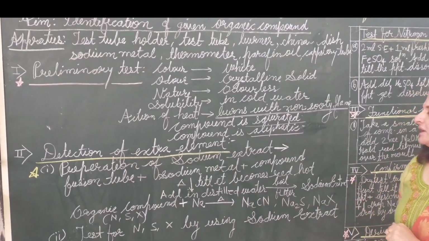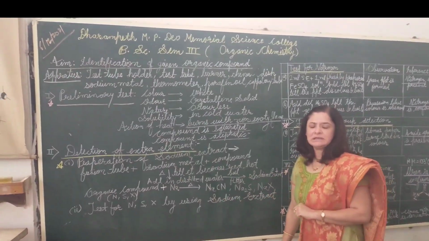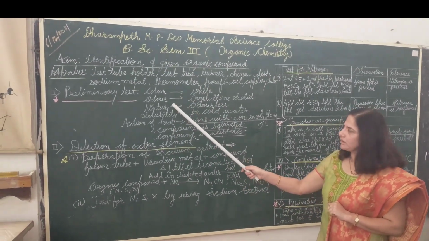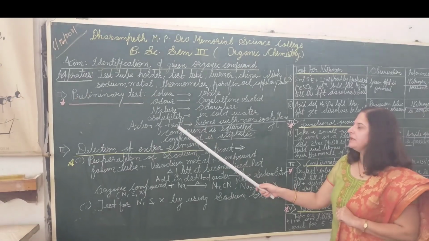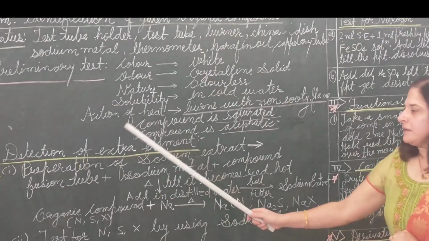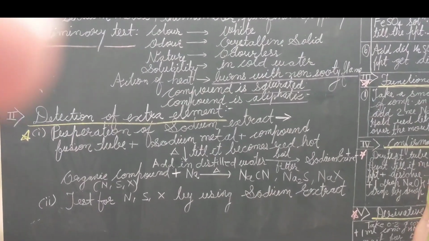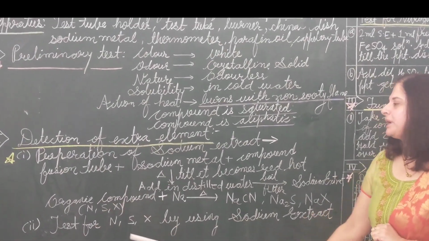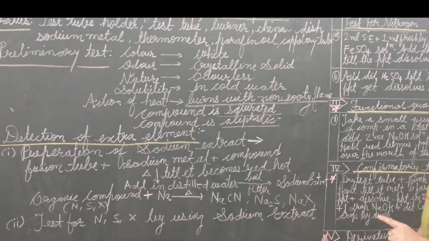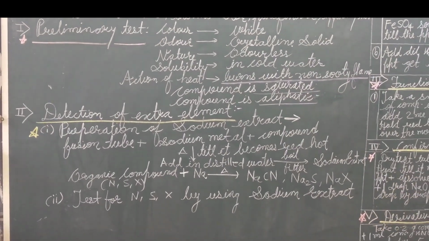Now this experiment involves 5 major steps. First of that is the preliminary test. In the preliminary test we will see the color, odor, nature, solubility, and action of heat of our organic compound. Then next is the detection of extra elements in our compound. For this we have to prepare the sodium extract. After sodium extract preparation we will do the tests for nitrogen, sulfur or halogens present in our compound.